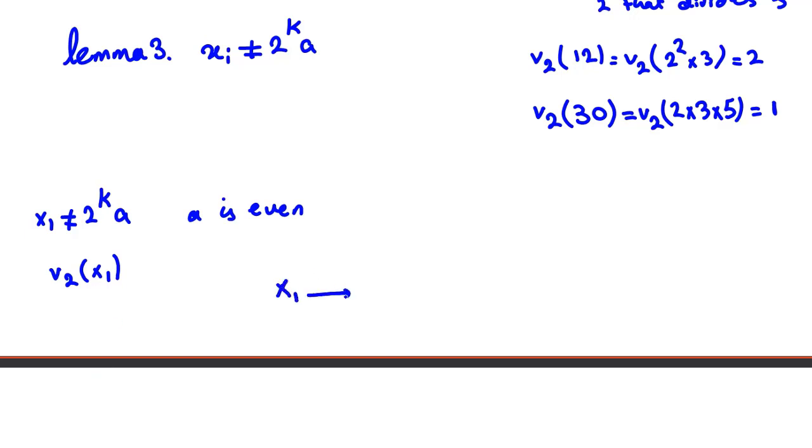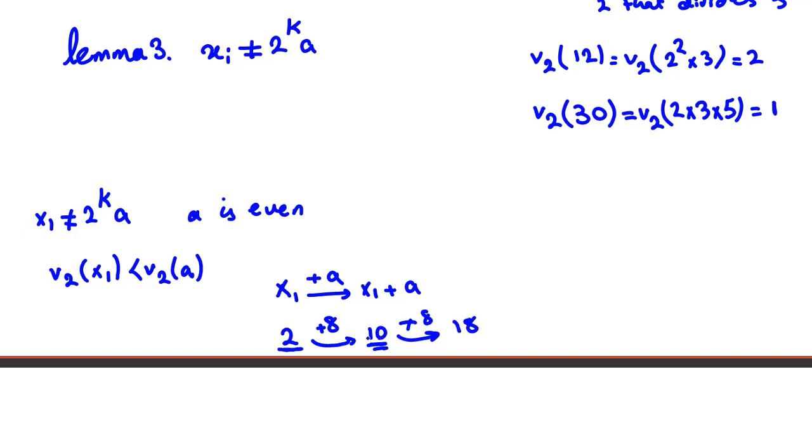When we have, for example, x1, then if Alice plays x1 plus A, if v2 of x1 is less than v2 of A, for example, means what? For example, x1 is 2, but A is 8. So 10. Look, v2 of 2 is 1. It has only the power of 2 that is 1. Again here it is 1. Again, for example, if we add 8 to this one, it will be 18. And the power of 2 is what? The power of 2 is 1. So, let's consider something. If v2 of x1 is less than v2 of A, let's see what happens.